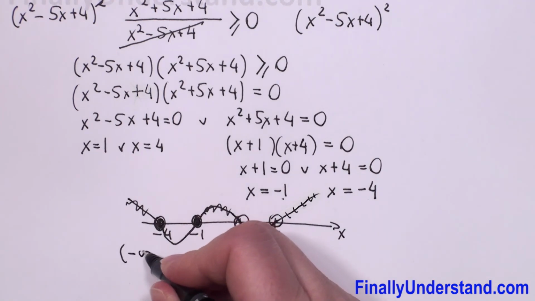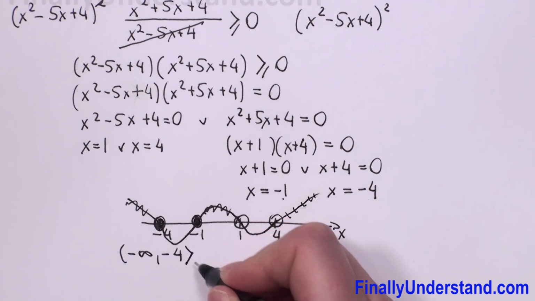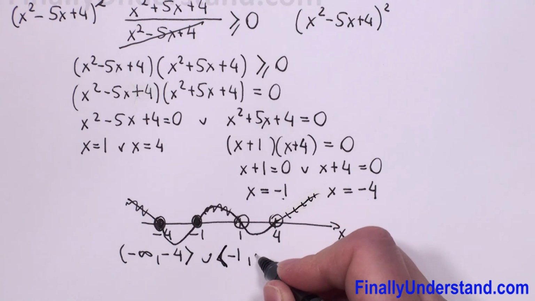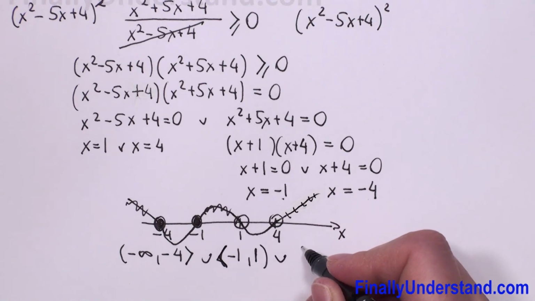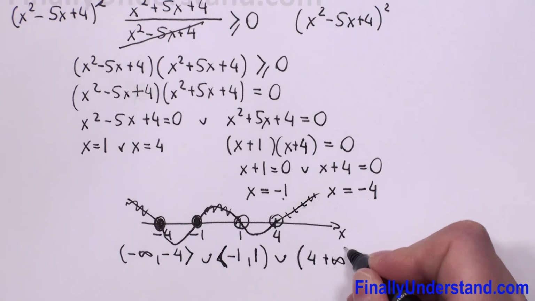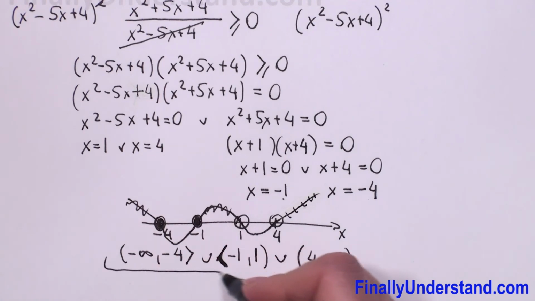From negative infinity to negative 4, closed on the right side. Next interval is from negative 1, closed on the left side, to 1, plus the open interval from 4 to positive infinity. So this is our solution.